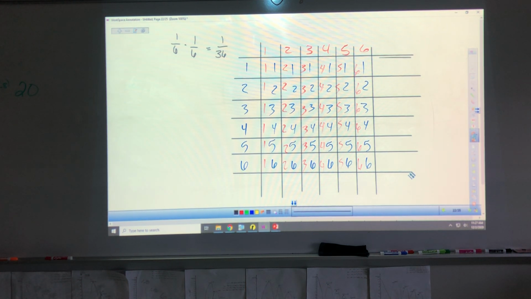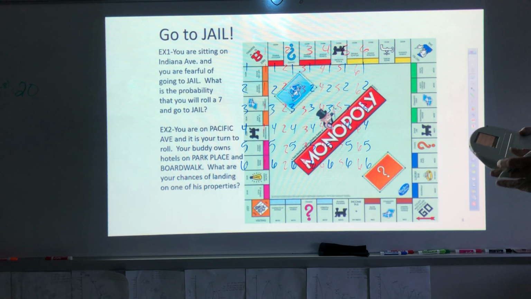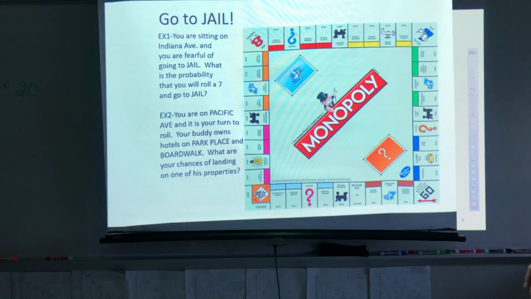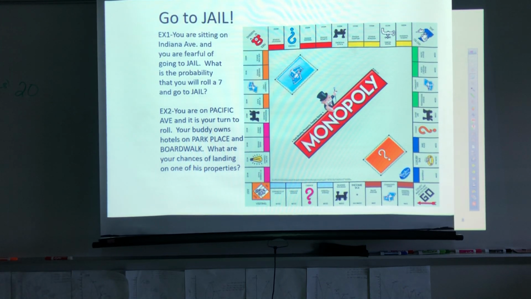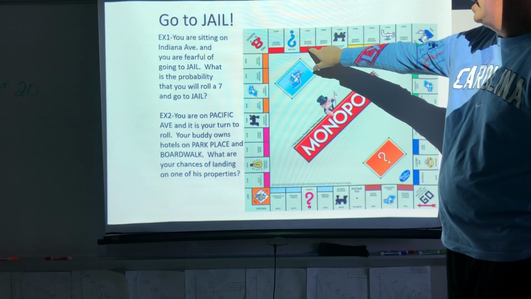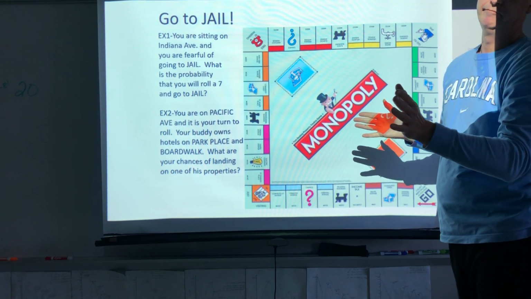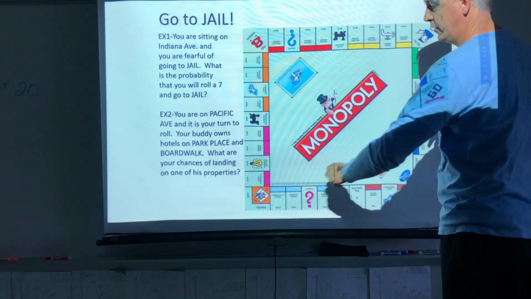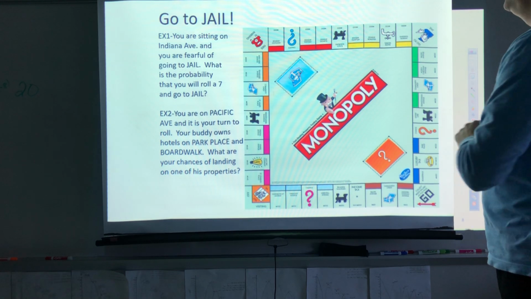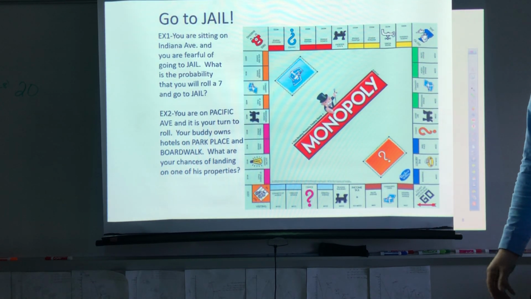So, with this visual in place, I can now take you back to the Monopoly game. Okay? So example 1 says, you're sitting on Indiana Avenue. Indiana Avenue sits right here. And you're fearful of going to jail. So if you've ever played Monopoly, you don't want to go to jail because you go over here and you stay in jail. What is the probability that you would roll a 7, 1, 2, 3, 4, 5, 6, 7, and you would actually have to go to jail?